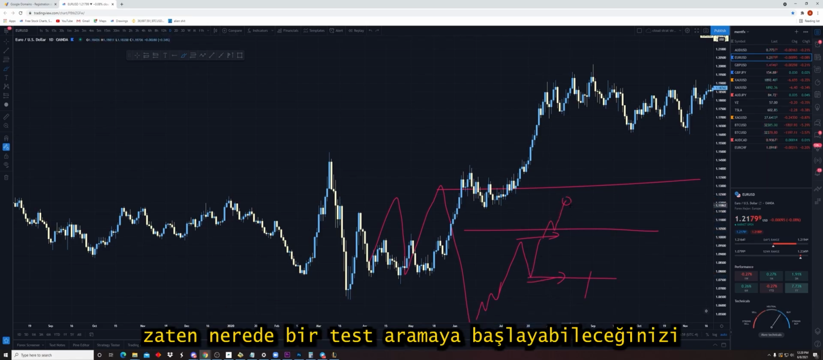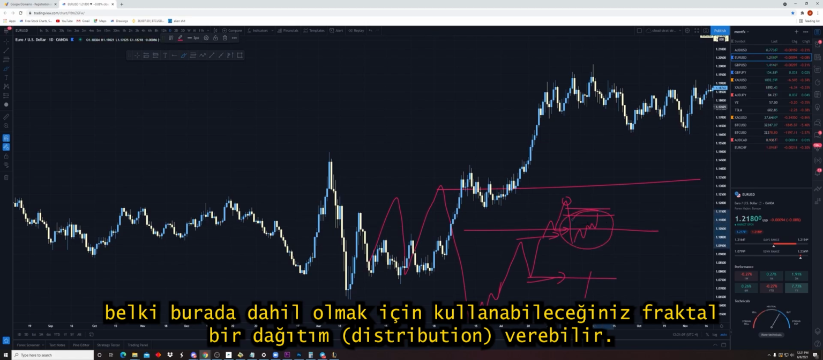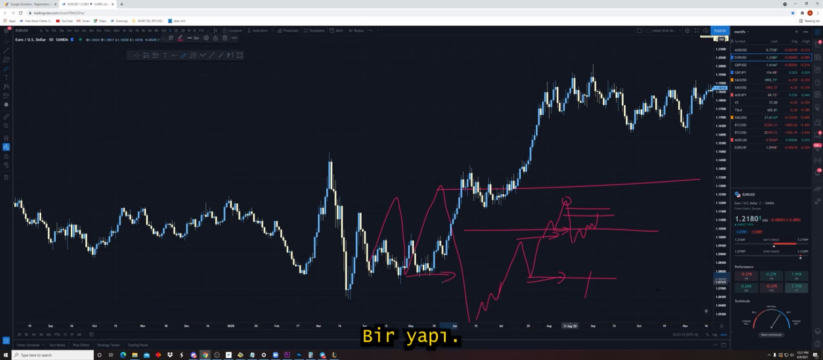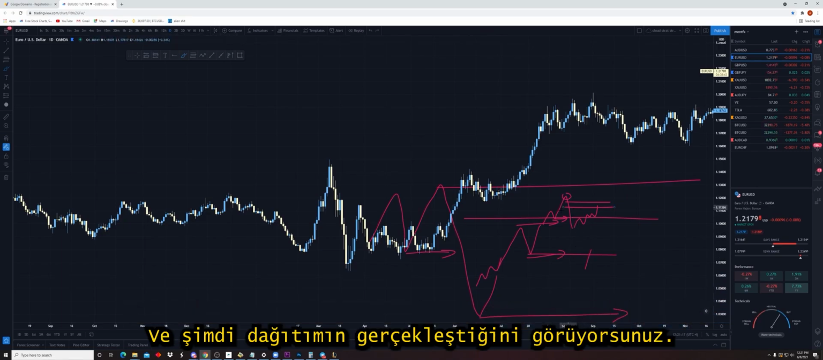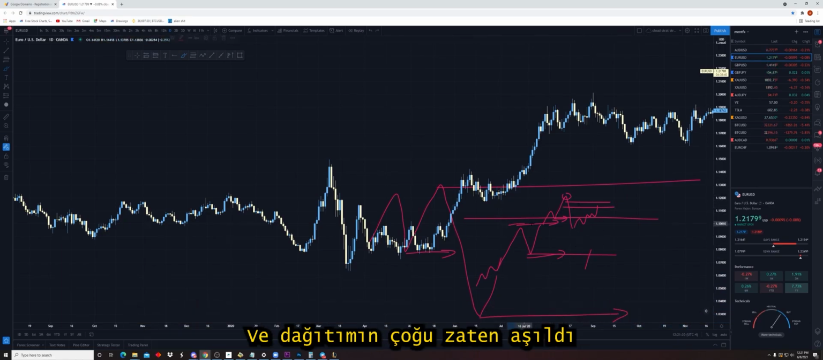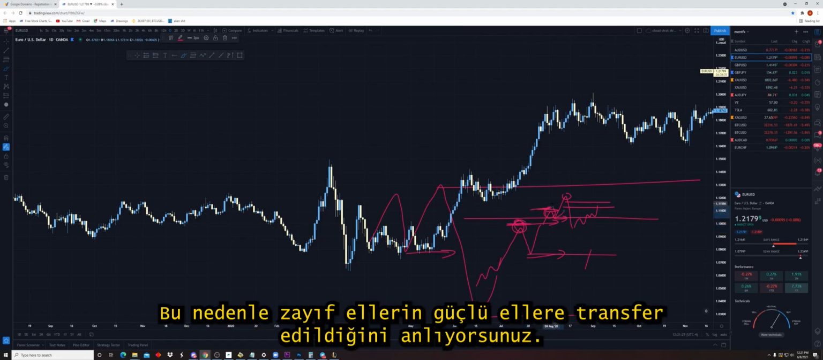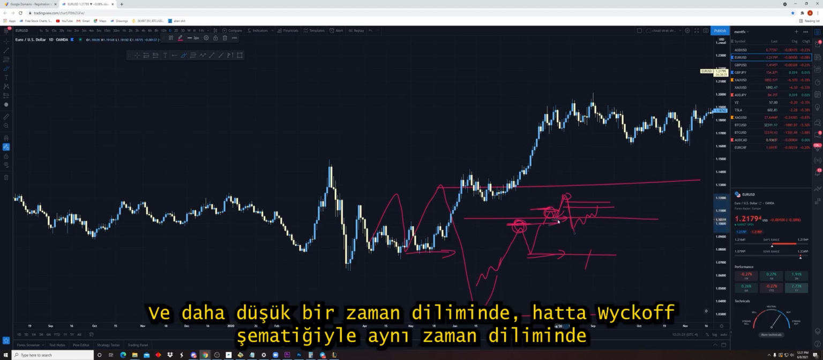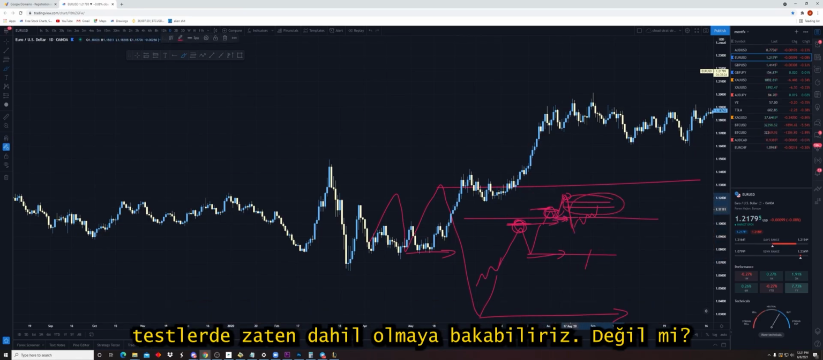And even though this is the AR, this break of structure is already signifying where you can start to look for a test, right? And price can come up, maybe give you a fractal distribution here that you can then use to get involved, or you can already look to get involved knowing that you had structural breaks of structure, you have structure continuing lower, so you want to expect the liquidity to be grabbed right here, and now you're seeing distribution occur, and that most of the distribution has already surpassed, and you've had enough liquidations of highs, therefore you understand that weak hands are being transferred to strong hands, those people are being taken out, and as we're seeing the structural shifts on a lower time frame, or even on the same time frame as the Wyckoff schematic, we can already look to be involved on the tests, right?